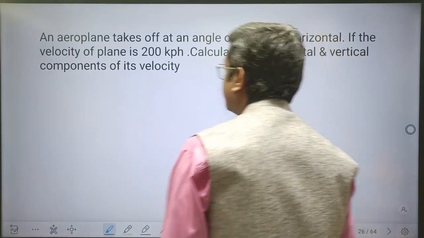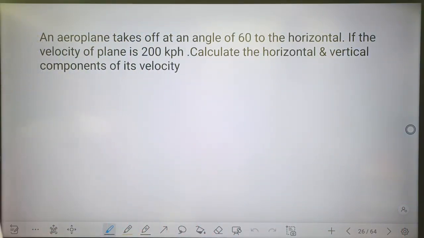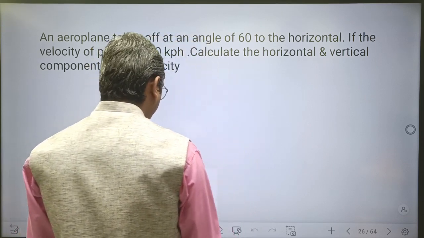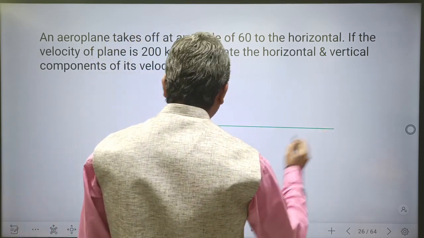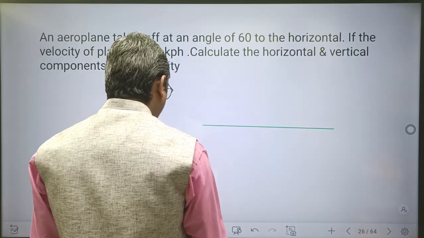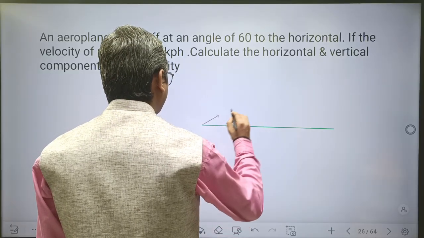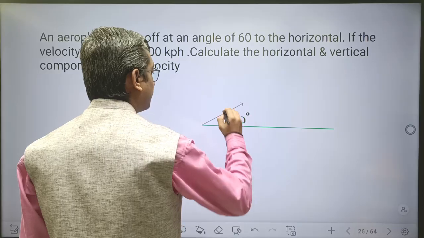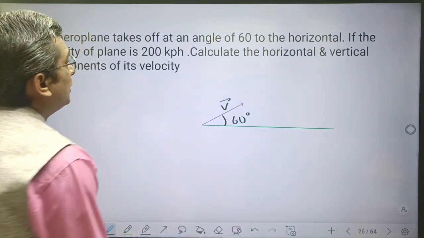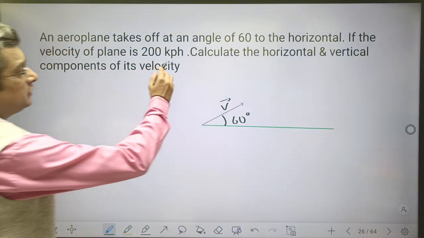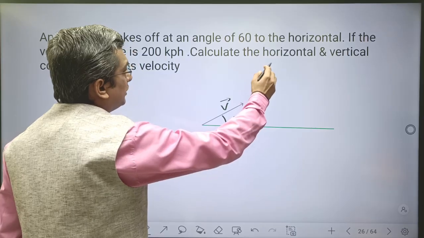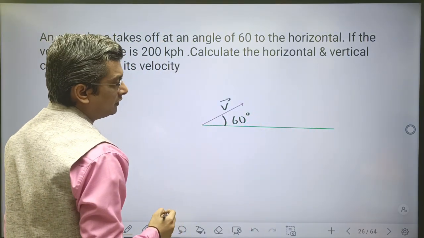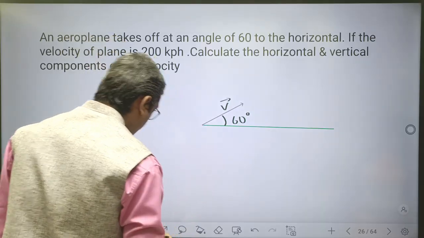Coming to the next: an aeroplane takes off at an angle of 60 degree to the horizontal. Let us suppose, dear students, this is horizontal, isn't it? And the direction of the aeroplane is initially like this, making an angle 60 degree with the horizontal, and this is the velocity. If the velocity of the plane is 200 kph, kilometer per hour, calculate the horizontal and vertical components of its velocity. So again, we have to find its horizontal and vertical velocity.